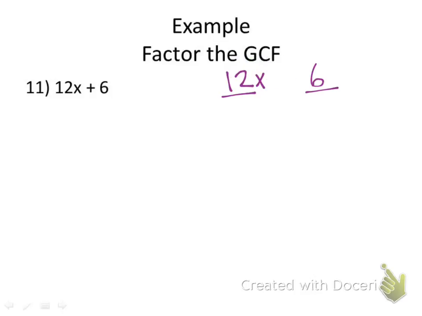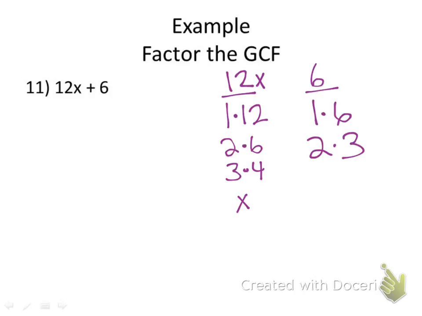So first we're going to make a list for 12. And remember, you don't really have to write these because you have a factor sheet. So if you just want to focus in on those numbers on your factor sheet, that should be fine. And no X's in the back. So what's the greatest number they have in common? 6. 6 is in both lists.